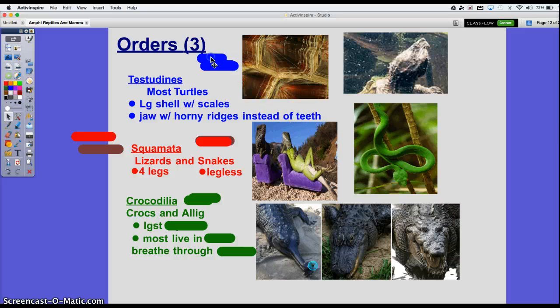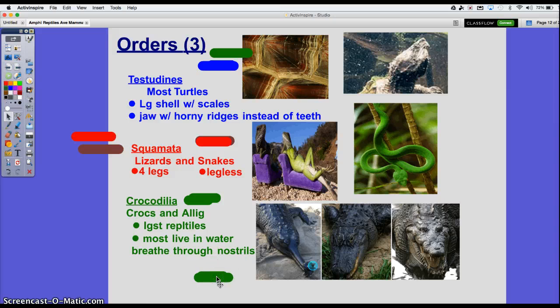Turtles, or this order, all the organisms have this horny-like structure and tough shells. Lizards are 4-legged and snakes are legless. I'm giving you little snippets of each order. And crocodilia, its unique thing is that they're the largest reptiles. They mostly live in water, and they breathe mainly through their nostrils.